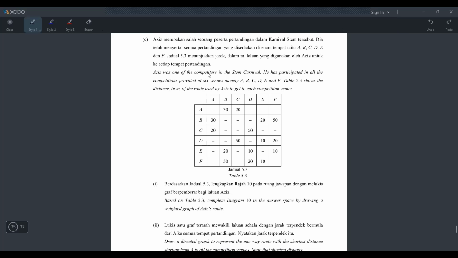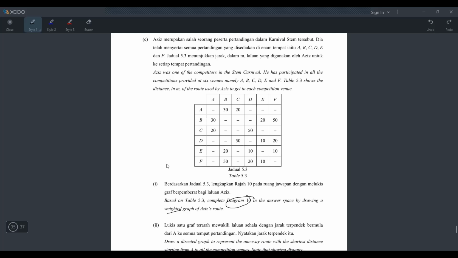Aziz was one of the competitors in the STEM carnival. He participated in all the competitions provided at 6 venues, namely A, B, C, D, E, F. Table 5.3 shows the distance in meter of the route used by Aziz to get to each competition venue. So all these numbers represent distance. Number 1, based on table 5.3, complete diagram 10 in the answer space by drawing a weighted graph.